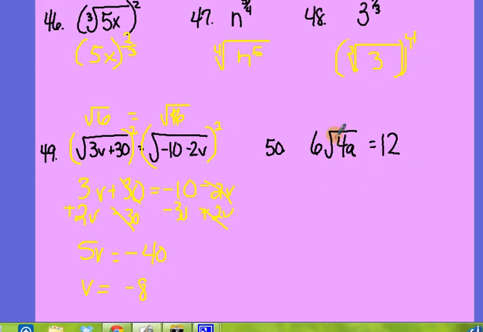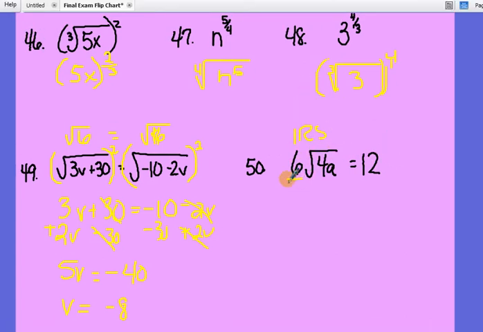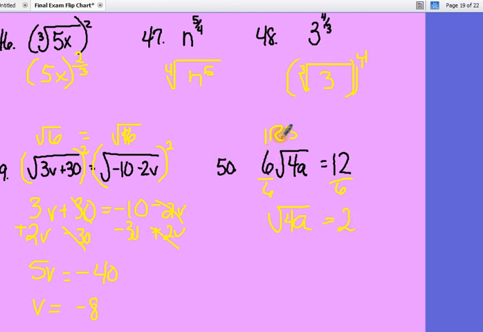This one's slightly different because we don't have two radicals. So we are going to use this IRS acronym: isolate, remove the radical, solve. So we've got to take this over to the other side. That's what the isolate means. It means get the radical all by itself. So I'm going to undo multiplication by dividing, and that gives me the square root of 4a is equal to 2. Remove the radical. Again, you raise it to whatever index power that is.